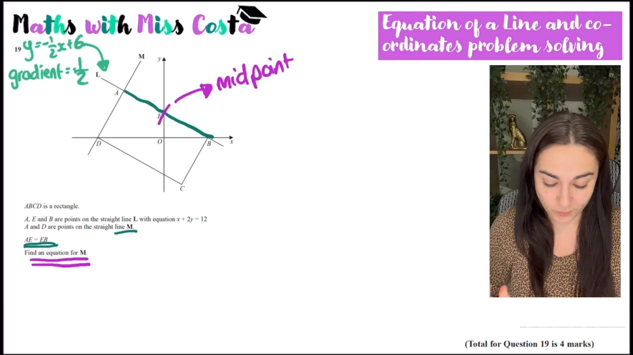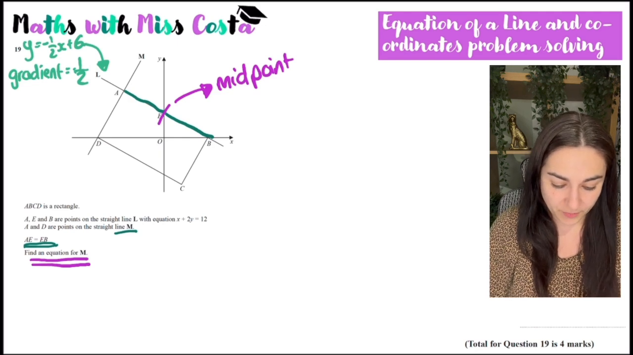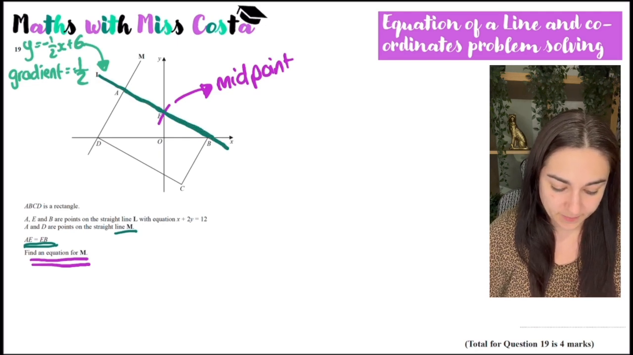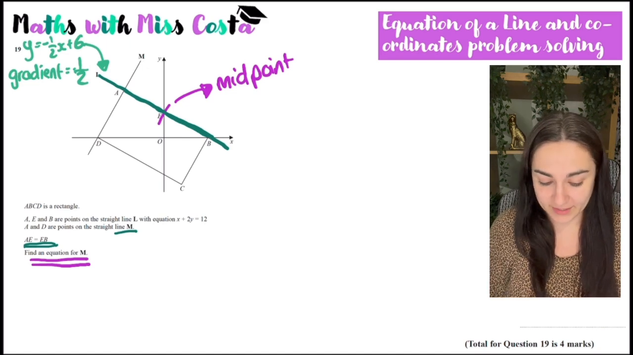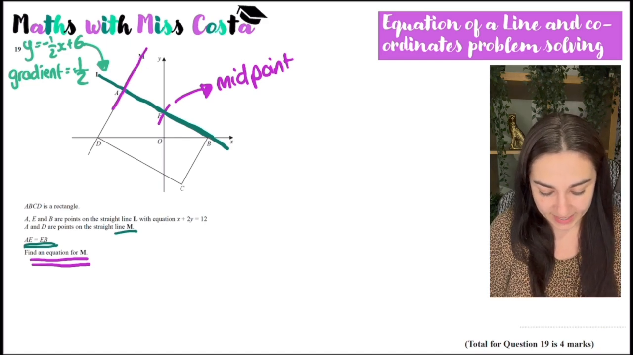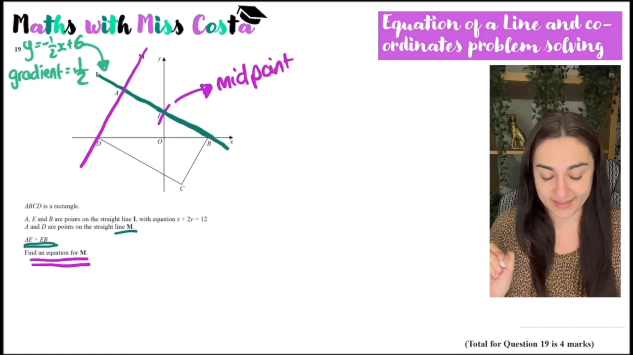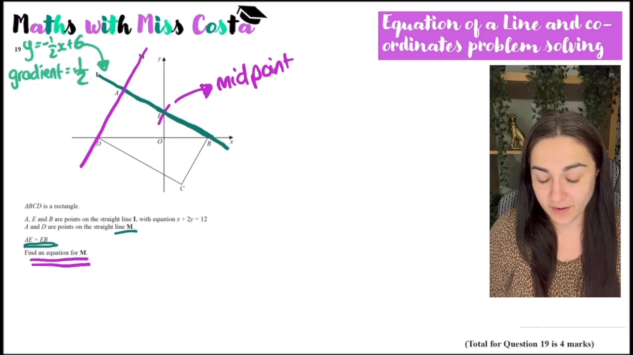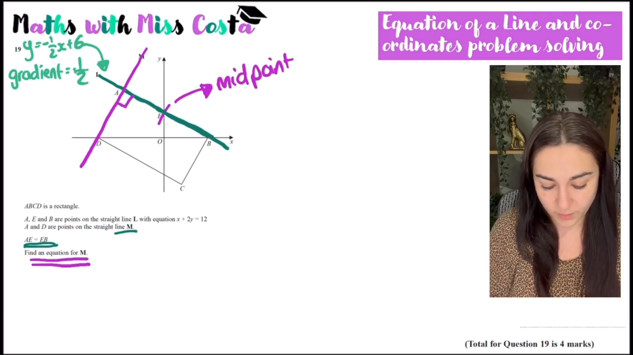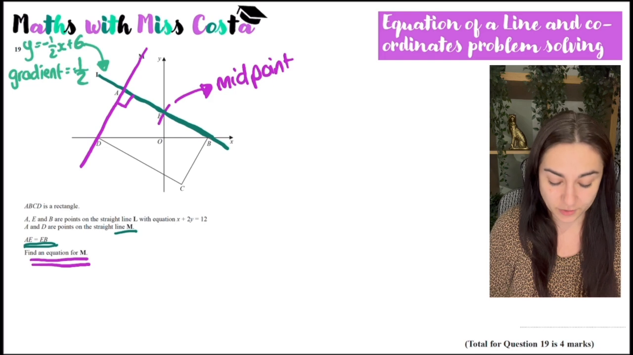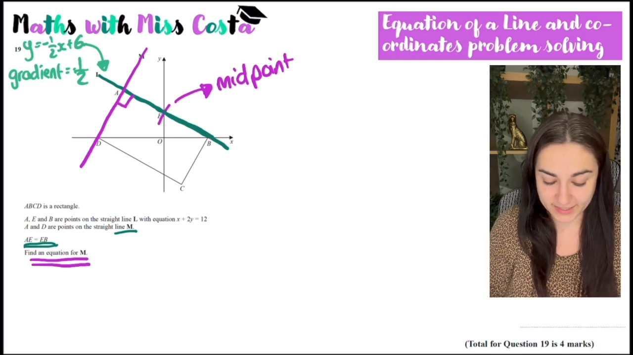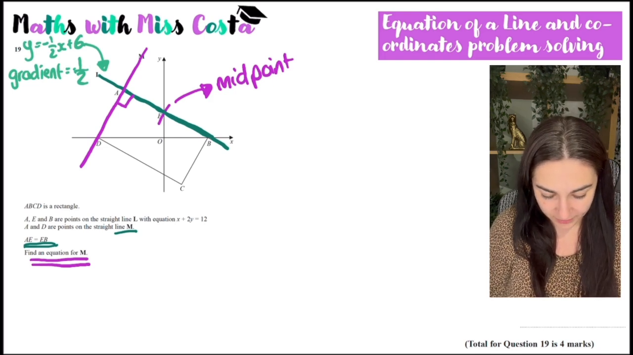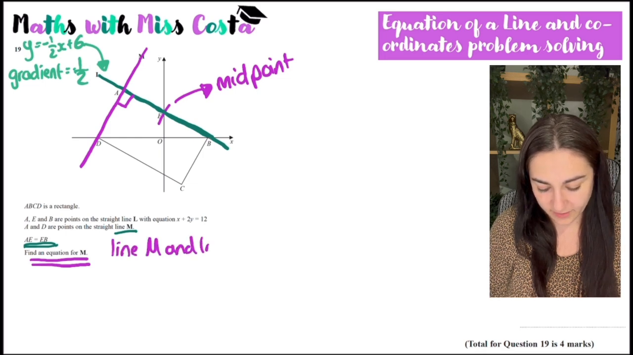Okay, so let's think what we need to do. We already know the equation of this whole line here. We know that that is y equals minus a half x plus 6, and I'm being asked to find this line here. Now, it looks like a perpendicular line. How can I prove that it's perpendicular? Well, this is a right angle. I mean, this is a rectangle, so therefore its angle is going to be a right angle. So I know that line M and line L are perpendicular.